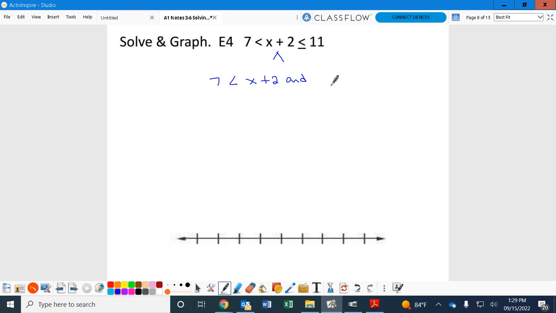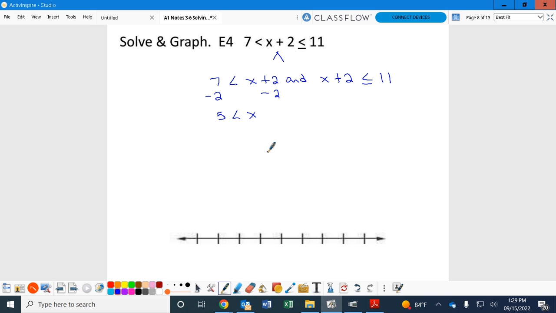Write it again. Repeat it. X plus 2 is less than or equal to 11. Guys, all you do is take the one in the middle and just repeat it, put the word "and" in the middle. That's it. Okay, to solve these, you would minus 2, that'd make it 5 is less than x, but we have a problem.